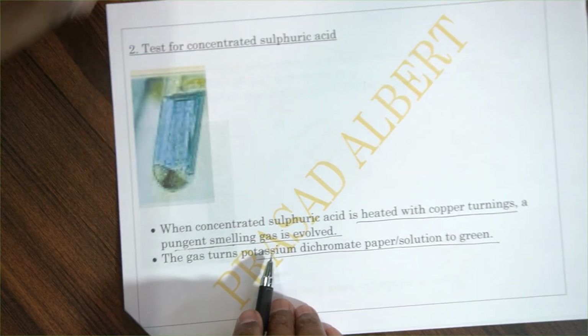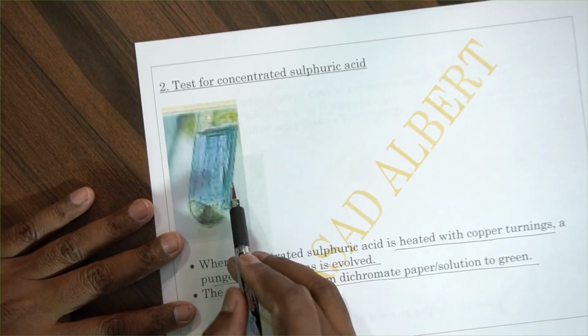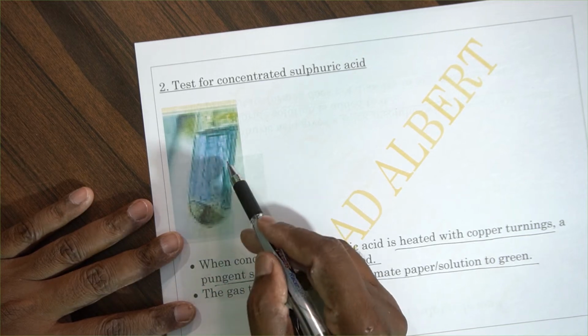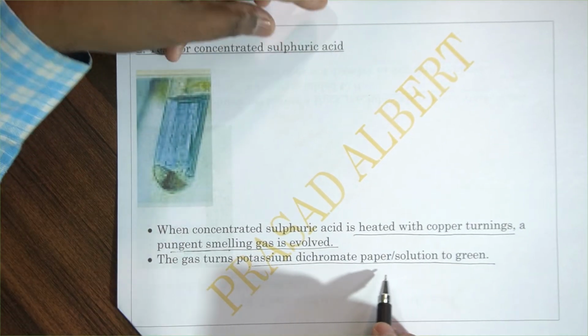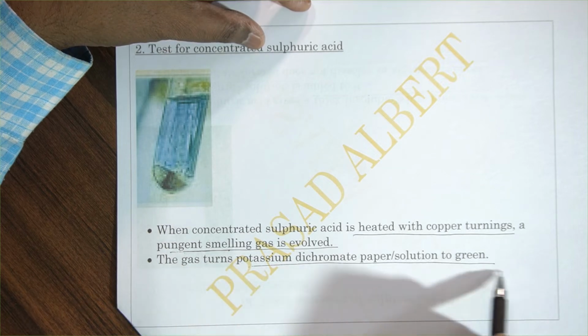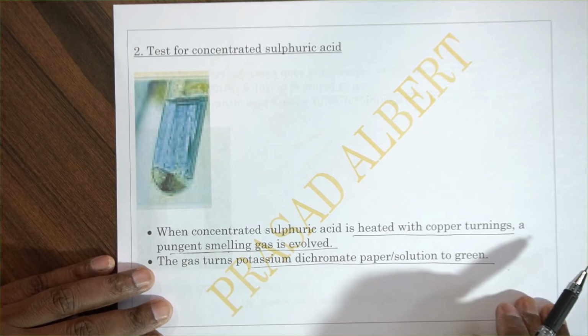You can see the diagram. A blue solution is formed. Copper sulfate is formed, a blue solution, and then you have the pungent smelling gas that is evolving. And if you introduce potassium dichromate paper, it will turn green. So this is the test for concentrated sulfuric acid.